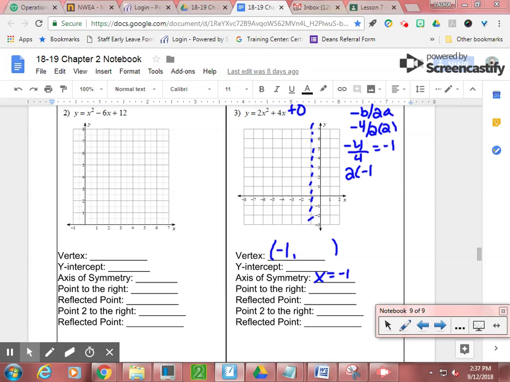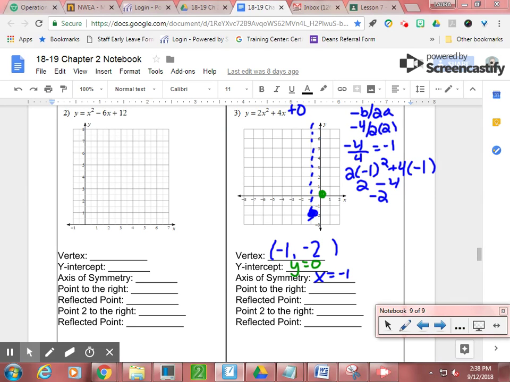So 2 times negative 1 squared and 4 times negative 1. Well, that's going to give me 2 minus 4, which is negative 2. So my vertex is negative 1, negative 2. Plot that on my graph. My y-intercept on this, there is no c value, so it's at y equals 0. Well, that's a place that you can graph. The y-axis at 0 is right here.